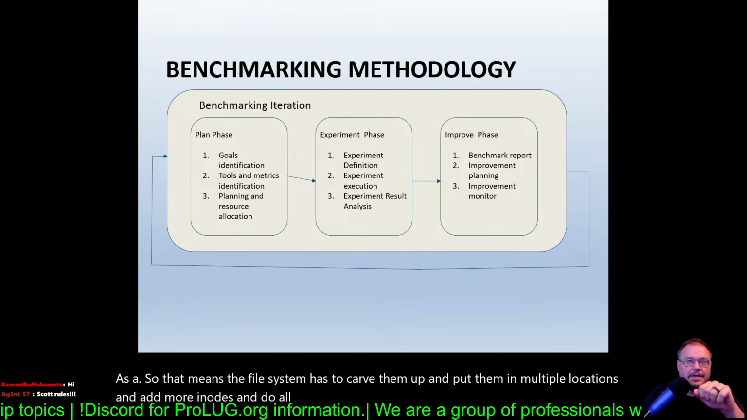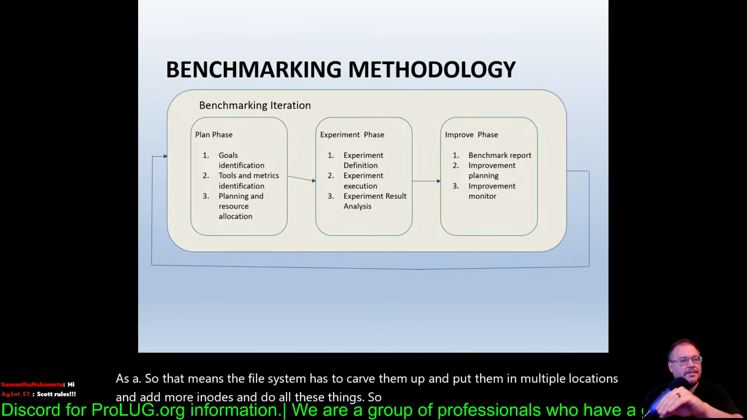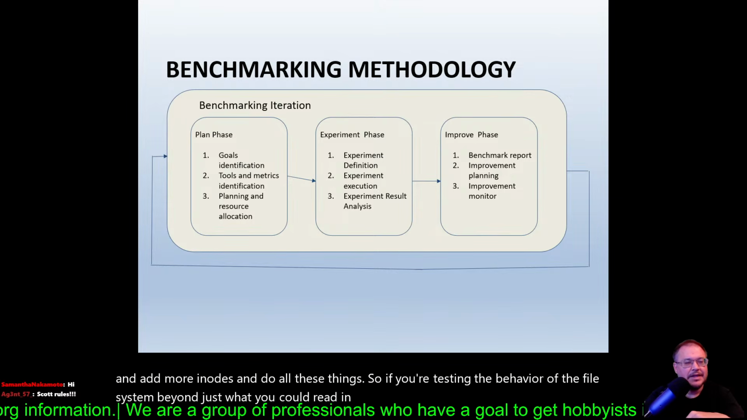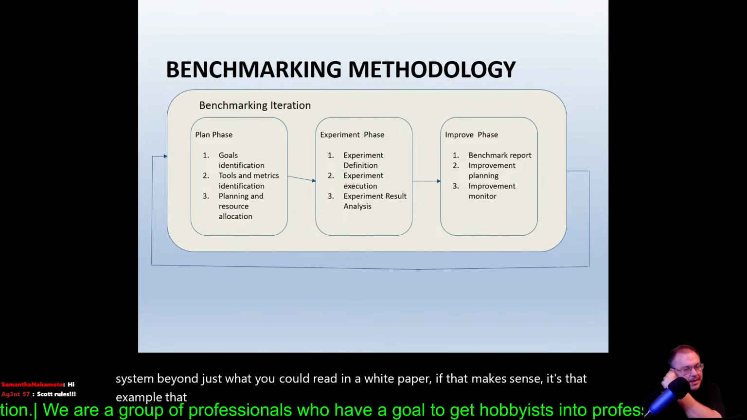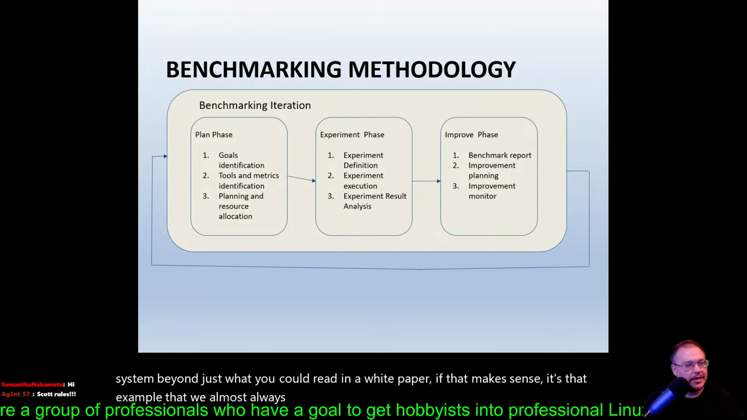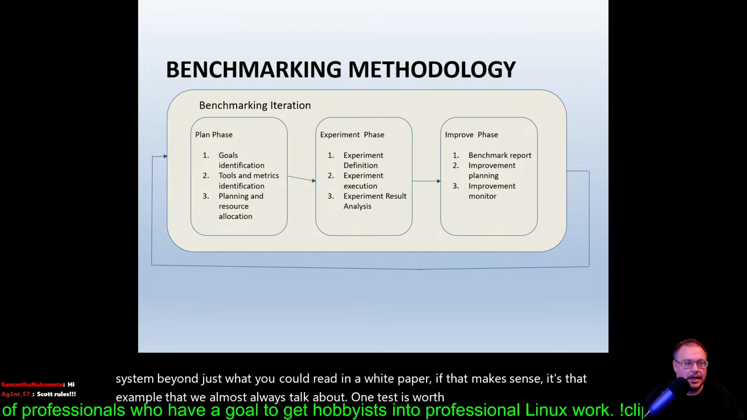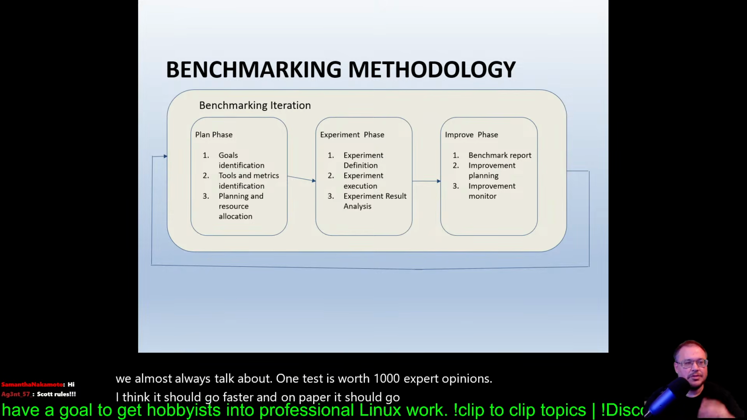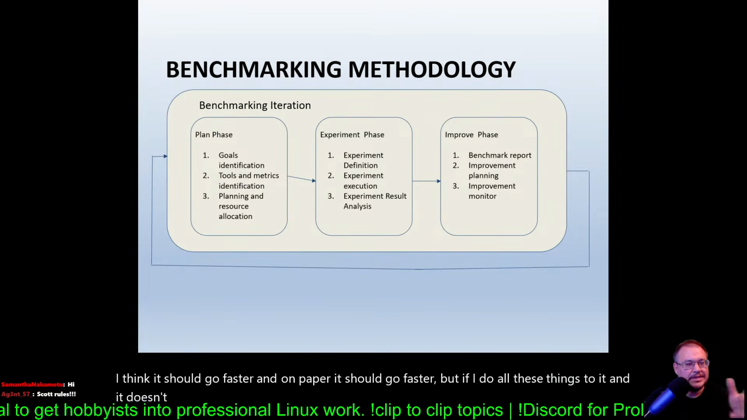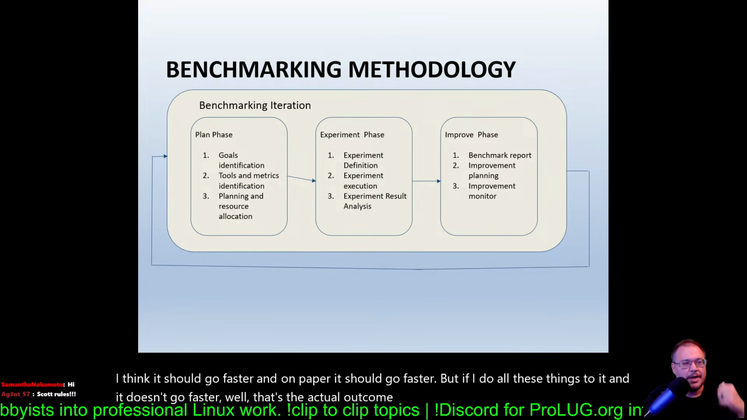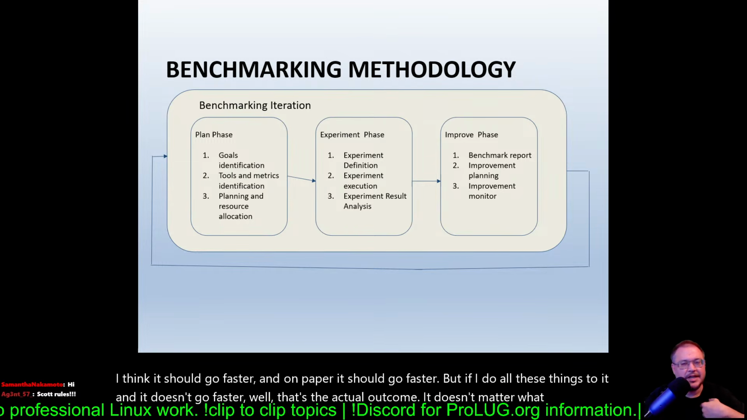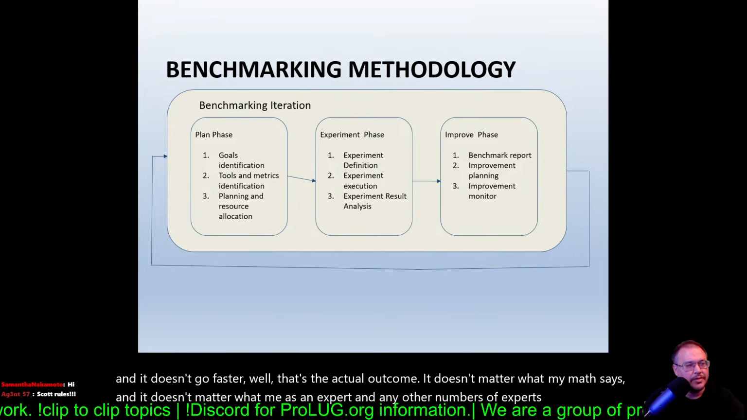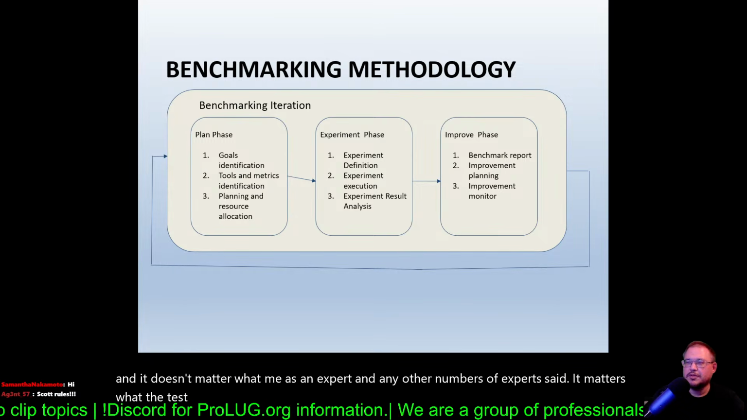So you're testing the behavior of the file system beyond just what you could read in a white paper, if that makes sense. It's that example that we almost always talk about: one test is worth 1,000 expert opinions. I think it should go faster, and on paper it should go faster, but if I do all these things to it and it doesn't go faster, well, that's the actual outcome. It doesn't matter what my math says, and it doesn't matter what me as an expert and any number of experts said. It matters what the test shows, right? The data are the most important thing.